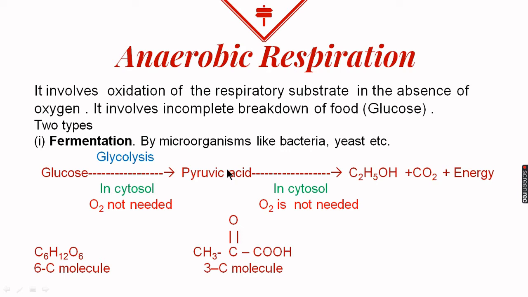The first step is the same as that of aerobic respiration, in which by glycolysis glucose is converted into pyruvic acid. But here the second step is different. The second step here occurs in the cytosol itself, and oxygen is not required in this process, and the products formed are alcohol, which is ethyl alcohol here, and carbon dioxide along with a little amount of energy. Now here we see that a 6 carbon atom molecule first breaks into a 3 carbon atom molecule, and then this 3 carbon atom molecule breaks into a 2 carbon atom molecule. It means this is incomplete breakdown, and that is the reason that the energy produced is also very less.